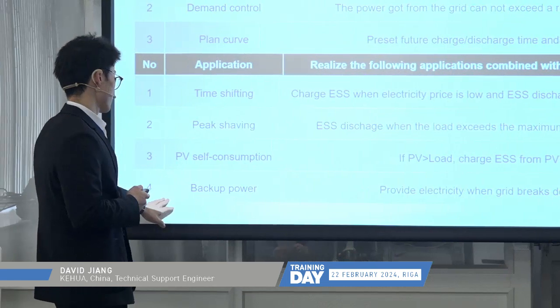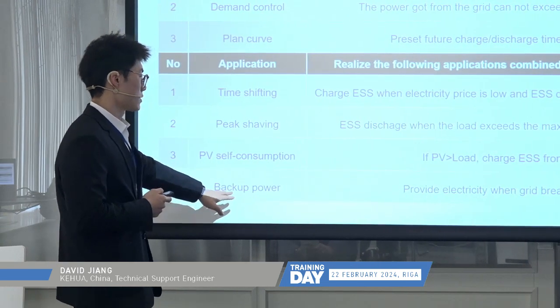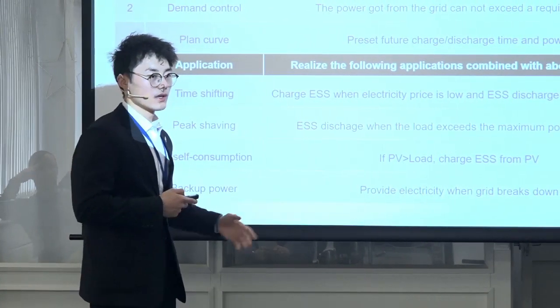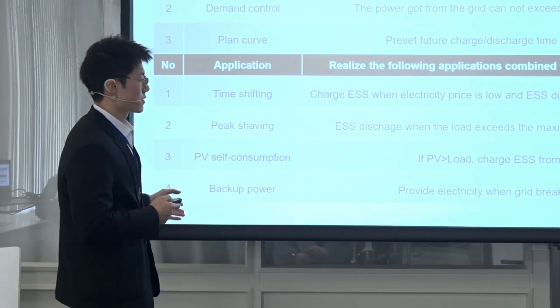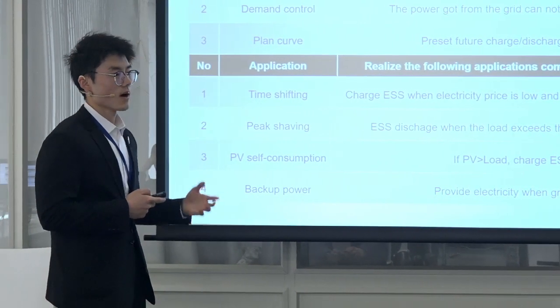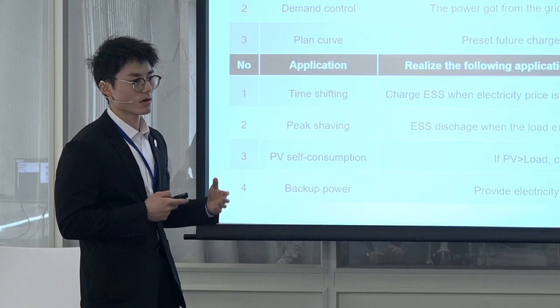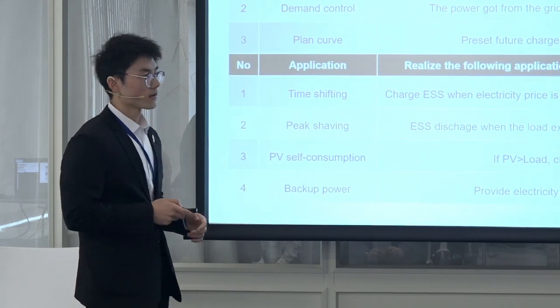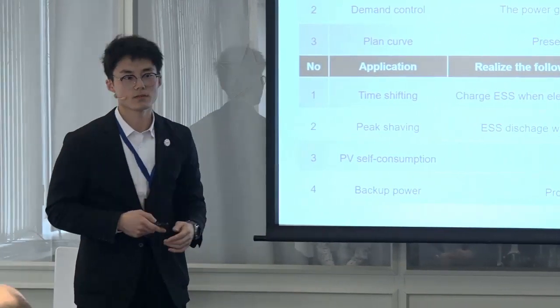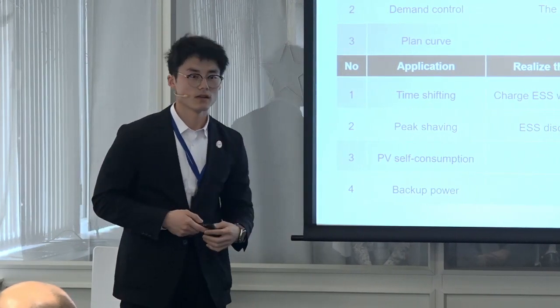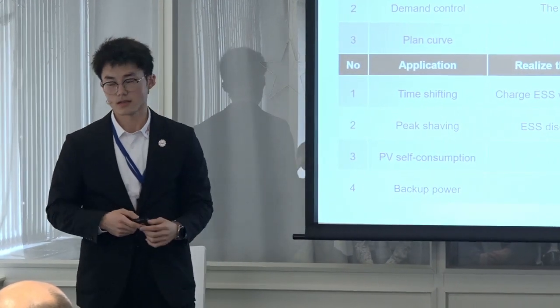And the fourth point is backup power. That means when the grid breaks down, the energy storage system can still provide continuous energy for your important load. So I think this is the first part. And the second part, we can have in the next time slot.